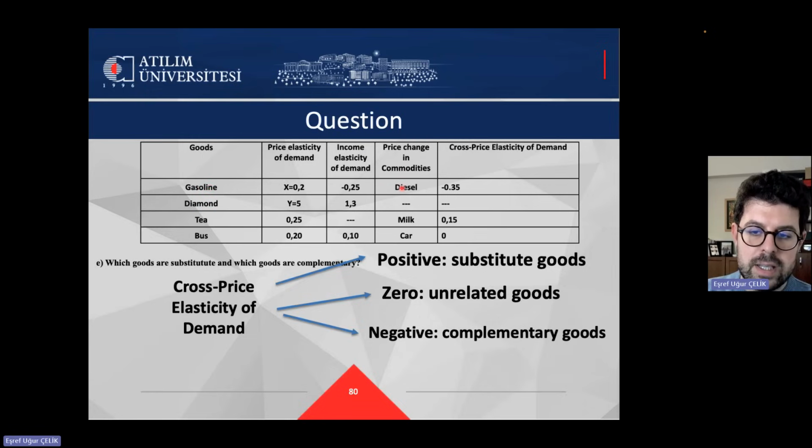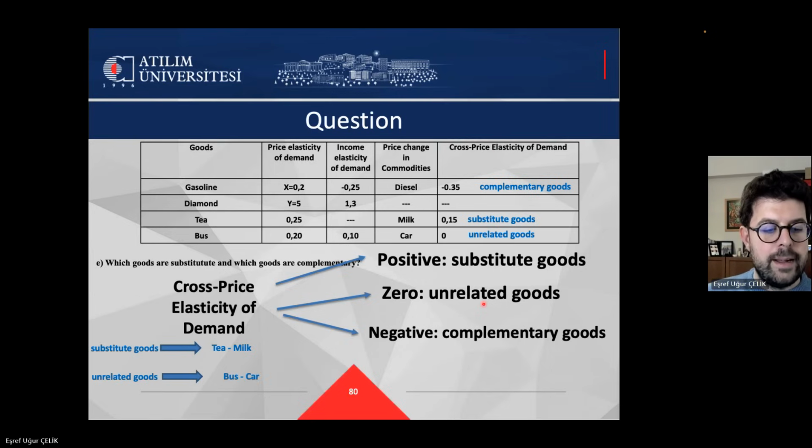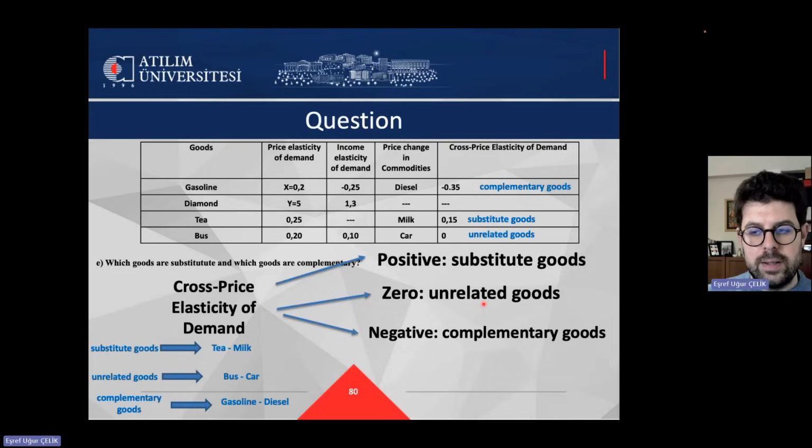Gasoline and diesel, negative results, complementary goods. Diamond and the other, there is no information, don't make any comment. Tea and milk, positive results, substitute goods. Bus and car, 0, unrelated goods. Okay. So substitute goods are tea and milk. Unrelated goods, bus and car. And complementary goods, gasoline and diesel.